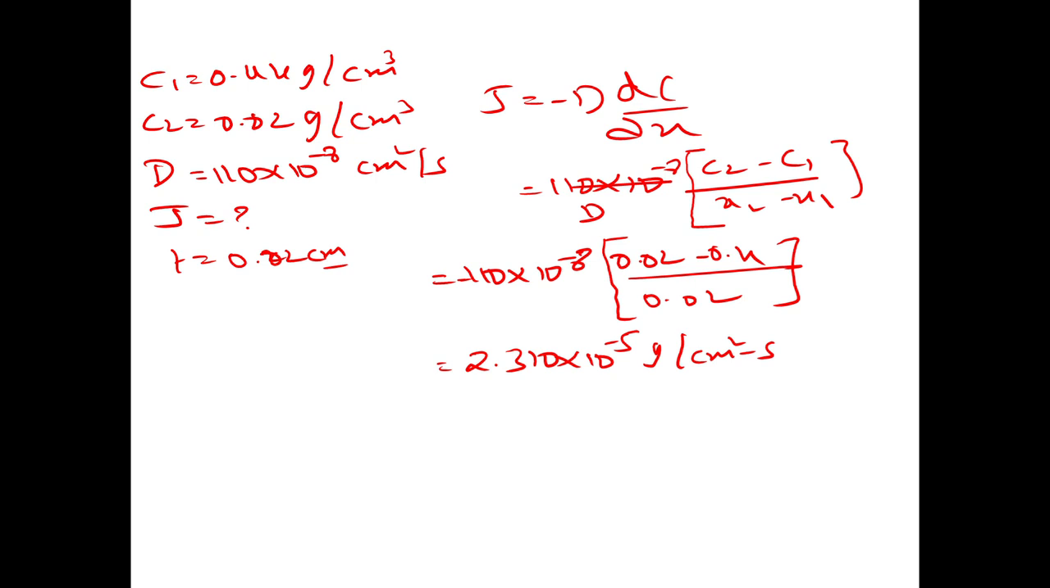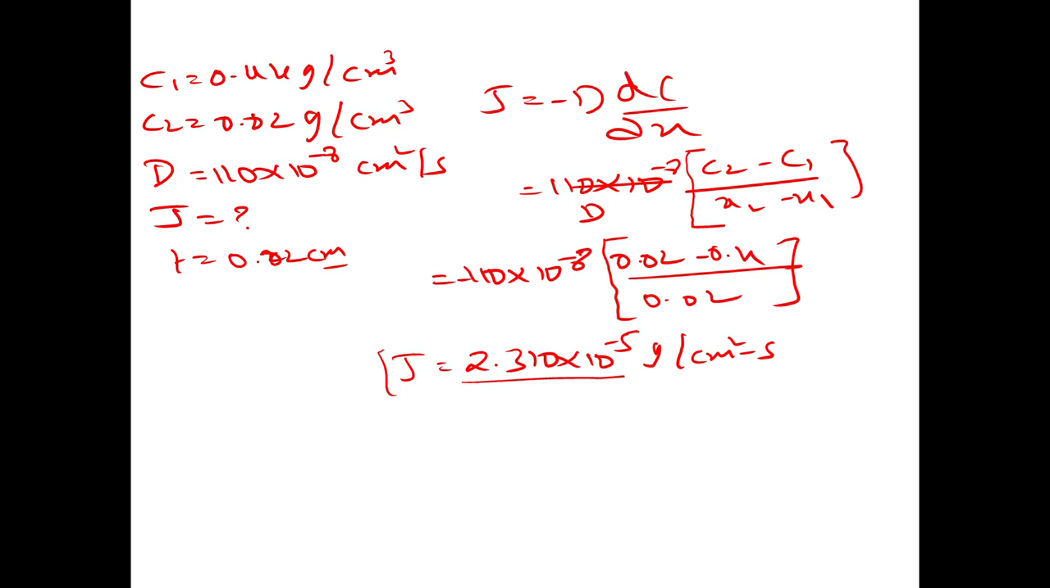For 1 second, this much quantity per unit area of cross section of butyl rubber is diffusing through the gloves. So from here we can calculate and say whether it is harmful or useful to make gloves of this thickness of butyl rubber.